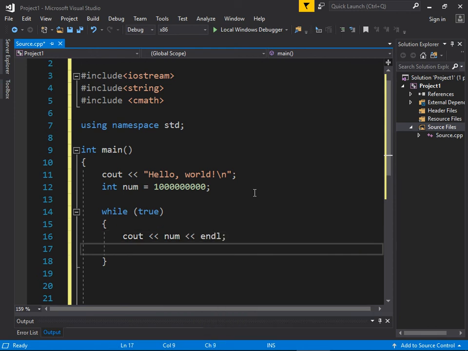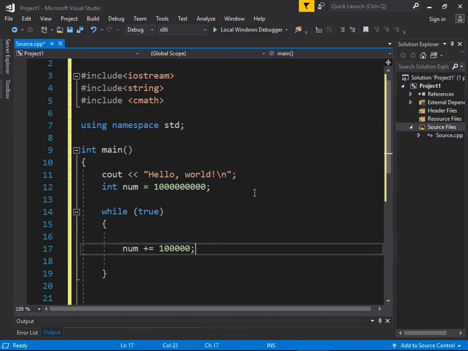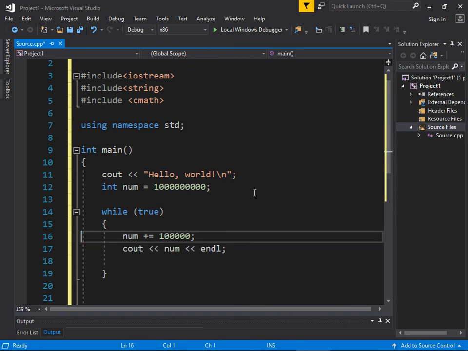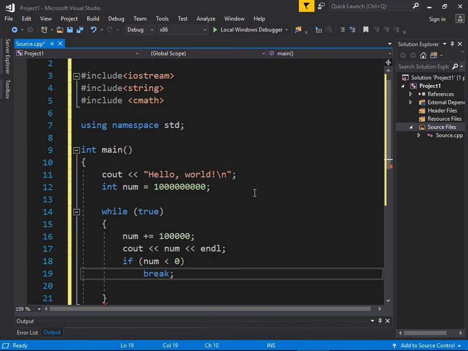and then let's add 100,000 to it. So num plus equals, there, like that. That's 100,000. I'm adding 100,000 to it, and I'm going to print it out. But then if it's too large, it's flipped over and gone negative. So if num is less than 0, it means overflow has occurred. It's gotten too large, and we're going to break out of our loop.